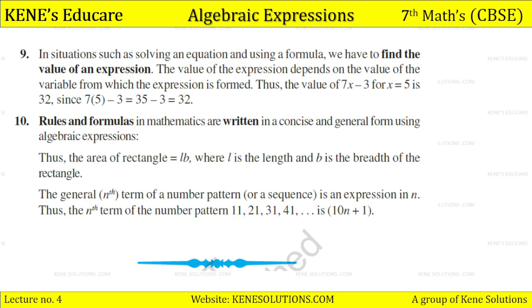Then, rules and formulas in mathematics are written in a concise and general form using algebraic expressions. Thus, the area of a rectangle is l times b, where l is the length and b is the breadth of the rectangle. The general nth term of a number pattern or a sequence is an expression in n. Thus, the nth term of the number pattern 11, 21, 31, 41 and so on is 10n plus 1.